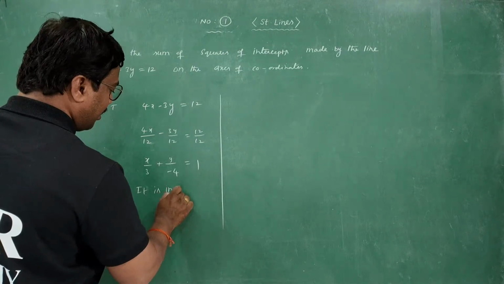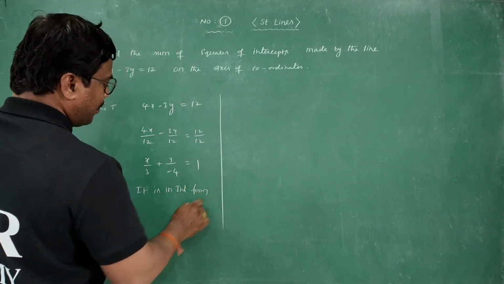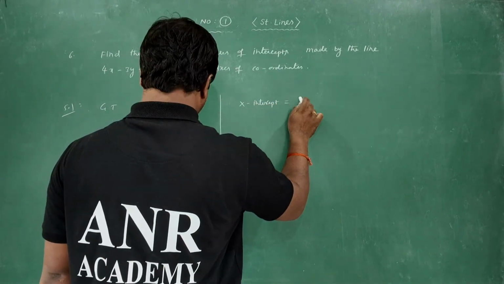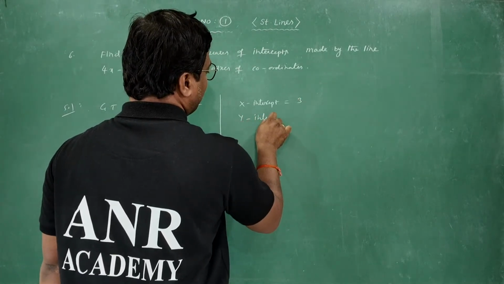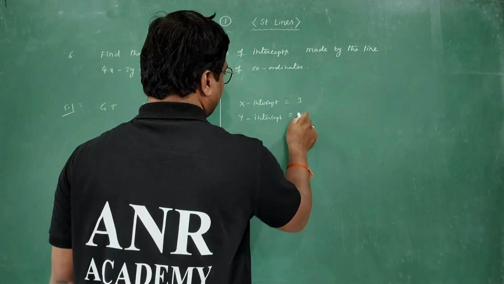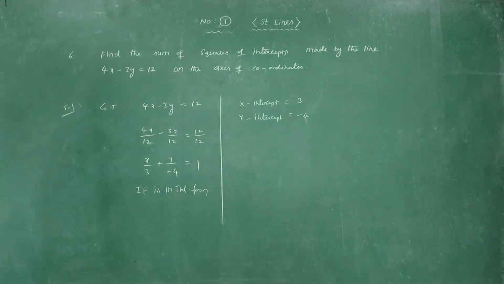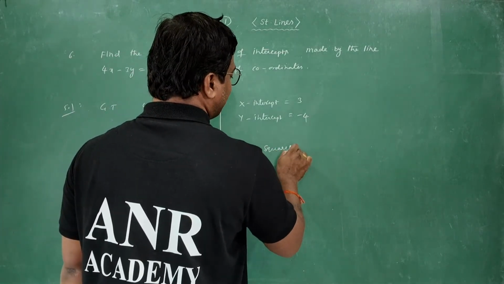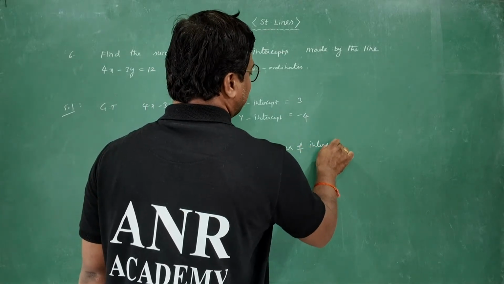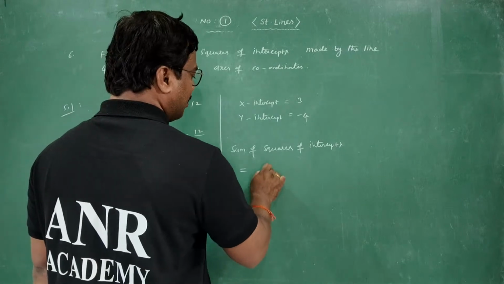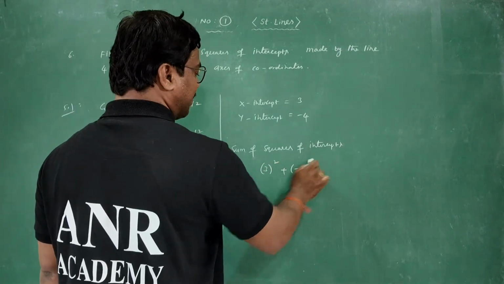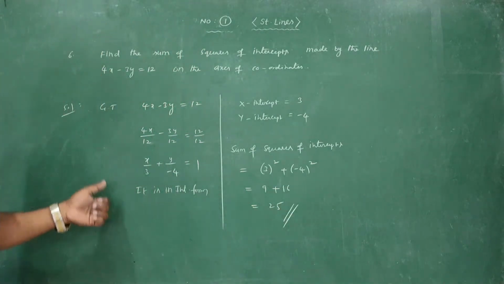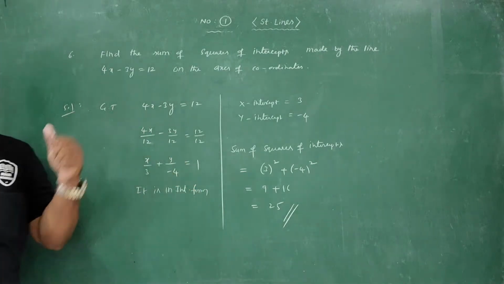It is in intercept form and clearly x intercept is 3, y intercept is minus 4. But the aim is to find the sum of squares of intercepts, right? So sum of squares of intercepts is equal to x intercept whole square plus y intercept whole square, nothing but 9 plus 16, which gives the answer 25. So this is the way of writing the solution for this question.